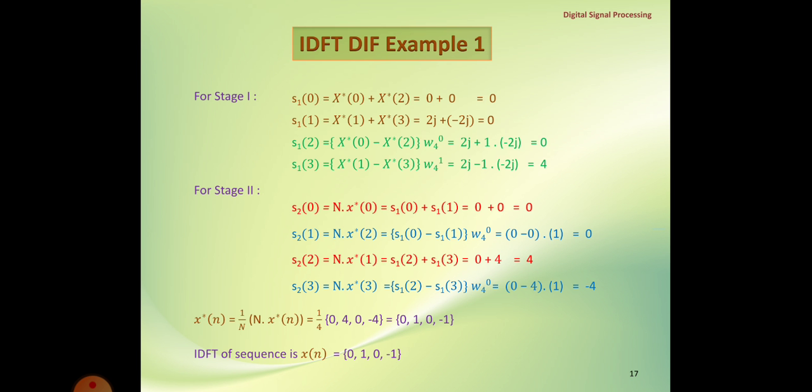So this is the IDFT of the sequence, that is equal to x(n) = 0, 1, 0, -1. So this is an example of calculating the IDFT using the decimation in frequency FFT algorithm.